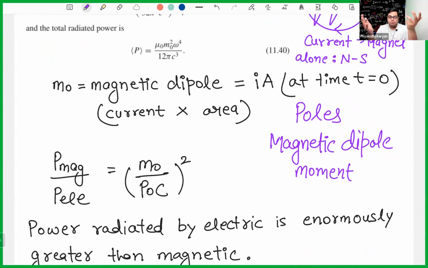If there is some other way to change the magnetic moment, that is also fine. Without changing the current, if we change the magnetic moment, let's say we change the area, or we change the direction, then also it is fine. You just need to change the magnetic moment.